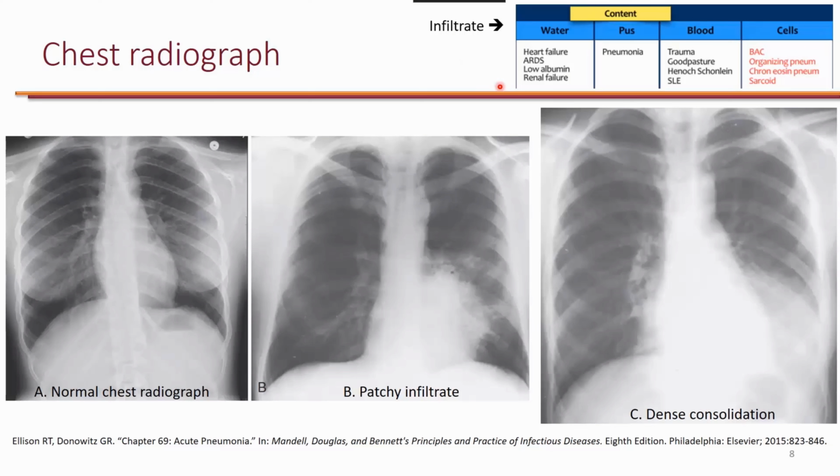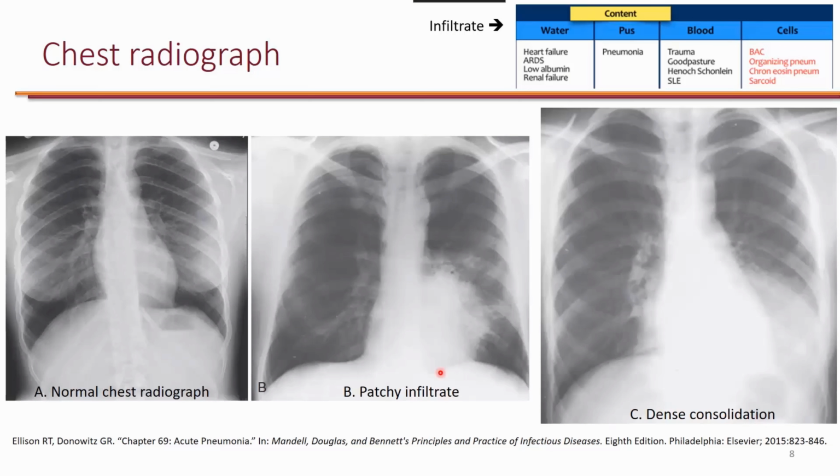There could also be blood, which is the case in trauma. So if somebody has ruptured their lungs, there will be blood in the lungs, which will show as infiltrate. And of course, the infiltrates could be cells, which would be the case in cancer. So if there are cancer cells in the lungs, they will show as infiltrates. Now, there are different ways of describing infiltrates. Two of the common ones that you will encounter are patchy infiltrates and dense consolidation.